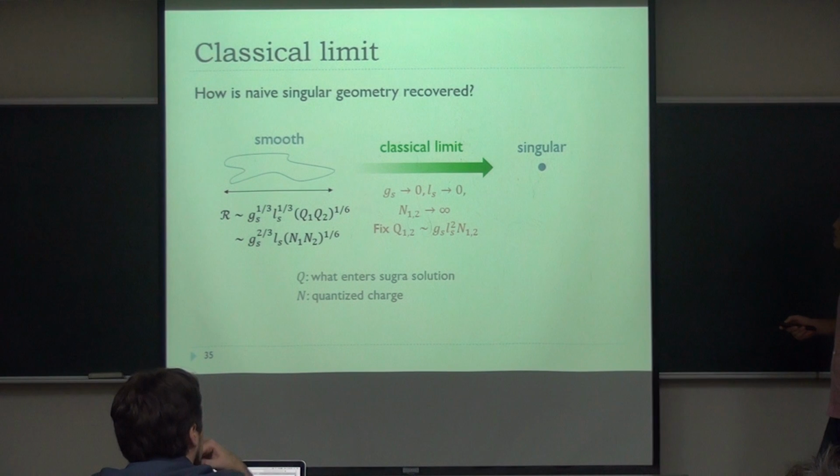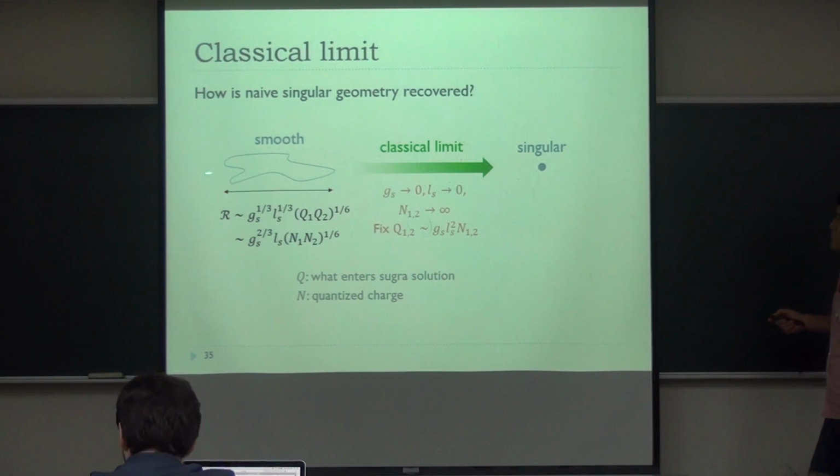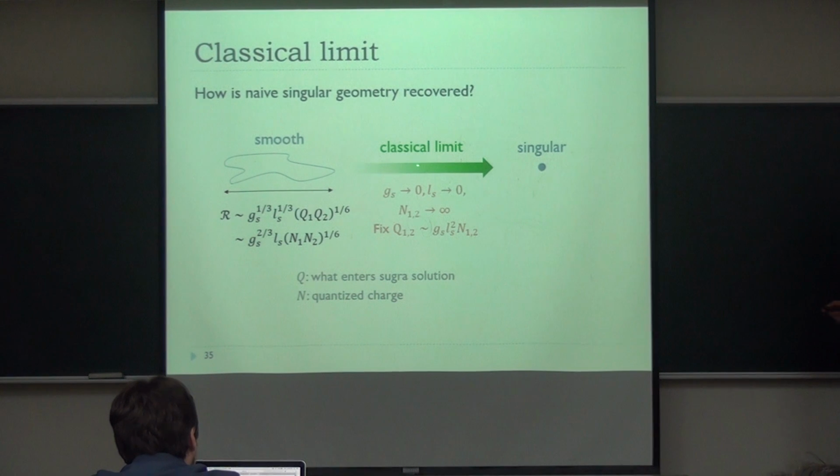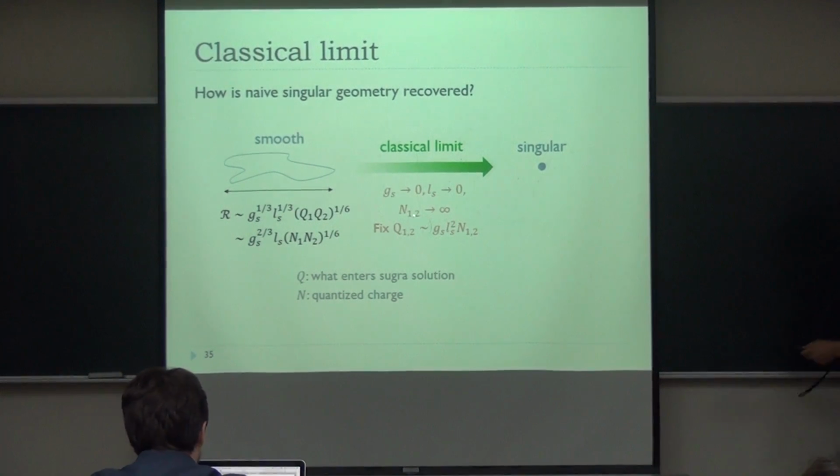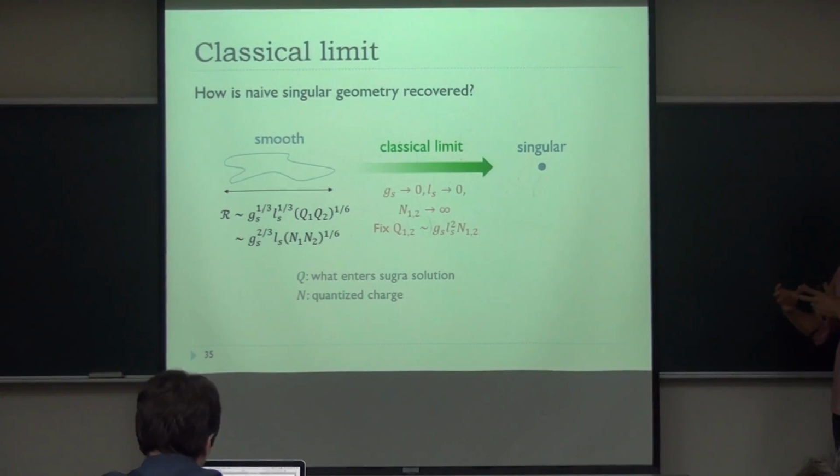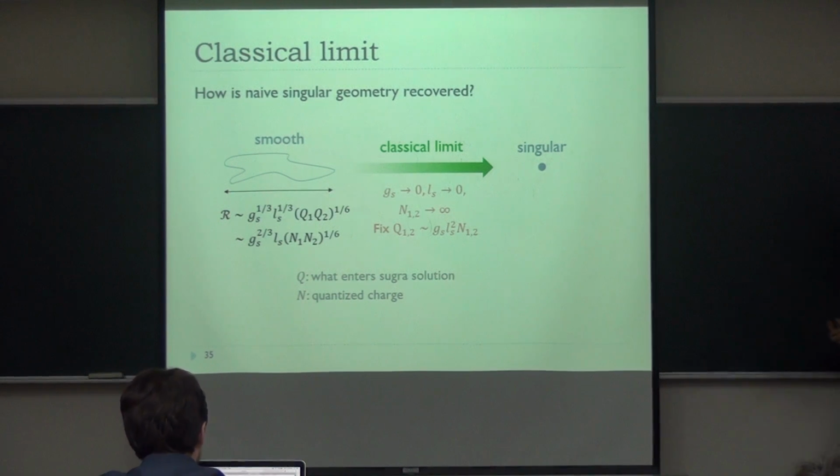And if you do that, the typical radius of this geometry is given by this or this. If you take this limit, it's easy to see that this R is going to 0. So although at finite l_s, g_s, and N1, N2 this system has finite size, as you take the classical limit, it just shrinks to the singular configuration that we have.